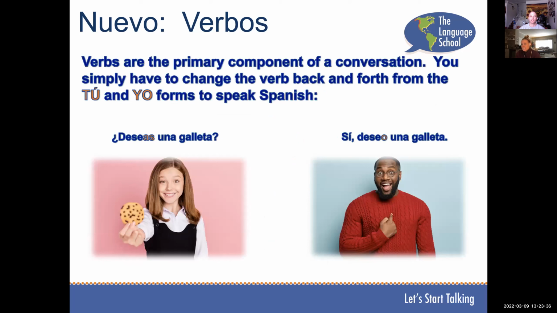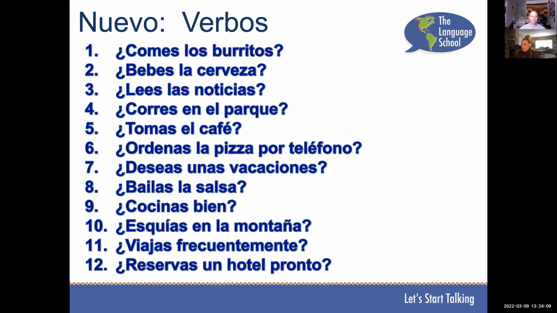Perfecto, right? So, as we've just learned, verbs are the primary components of a conversation. So to put this together conversationally, we ask a question in the tú form or the you form, ¿deseas una galleta? And then we answer it in the yo form. Sí, deseo una galleta. Does that make sense? Right? So again, it's just this little change of the verb that means everything conversationally.